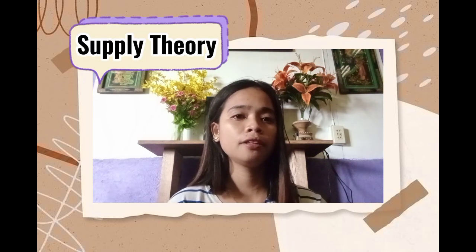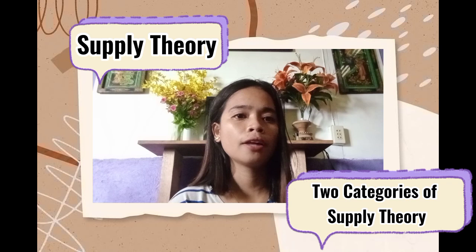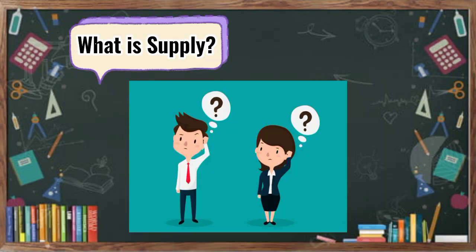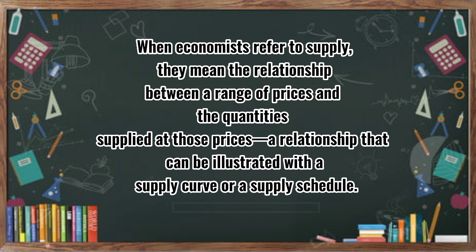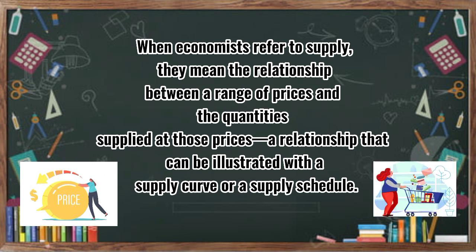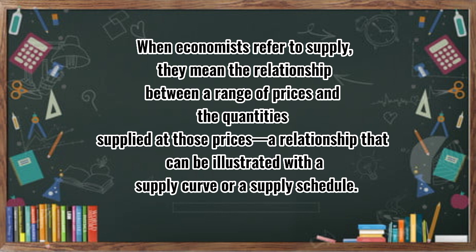For today's video, we are going to talk about the supply theory as well as the two categories of supply theory. So, let's start. We will start by knowing what is supply. When economists refer to supply, they mean the relationship between a range of prices and the quantity supplied at those prices, a relationship that can be illustrated with a supply curve or a supply schedule.